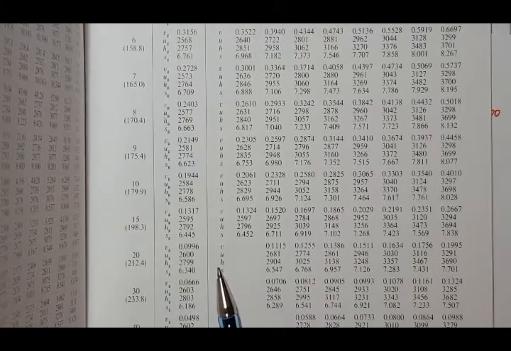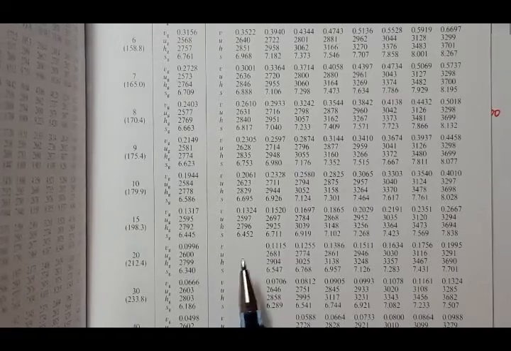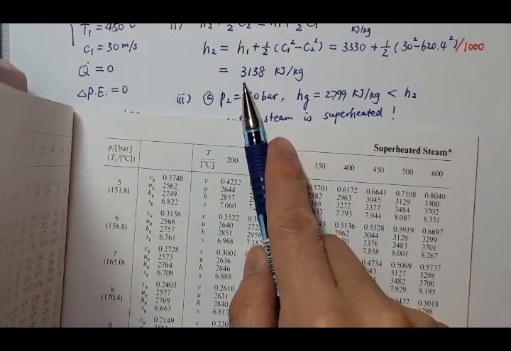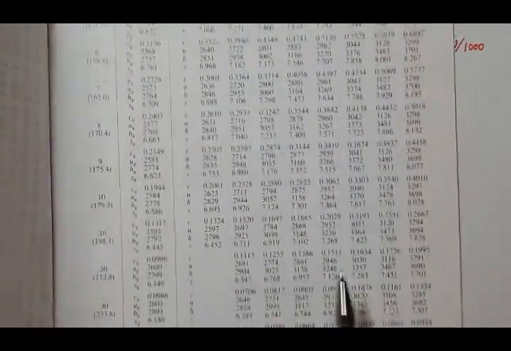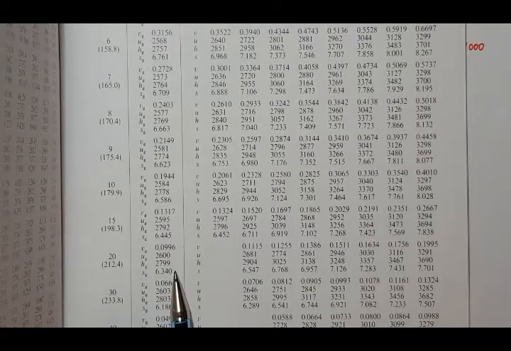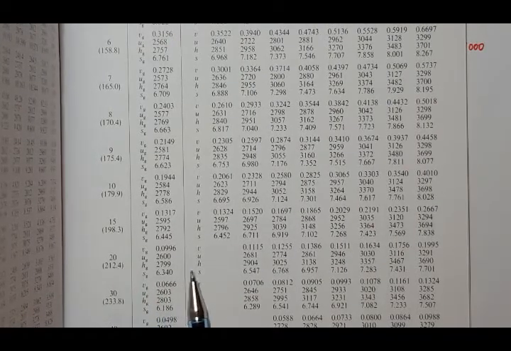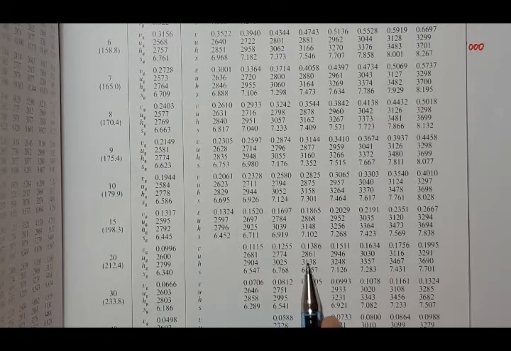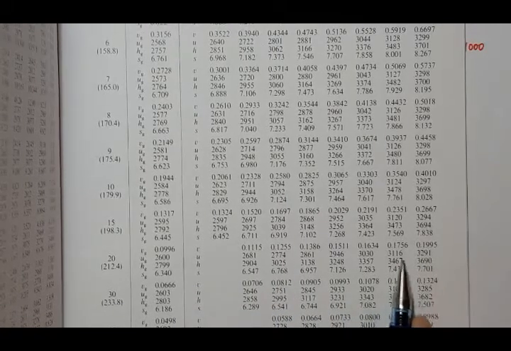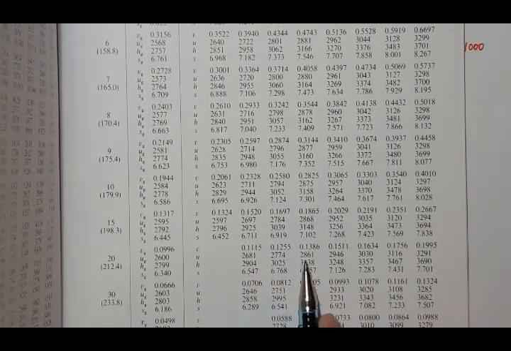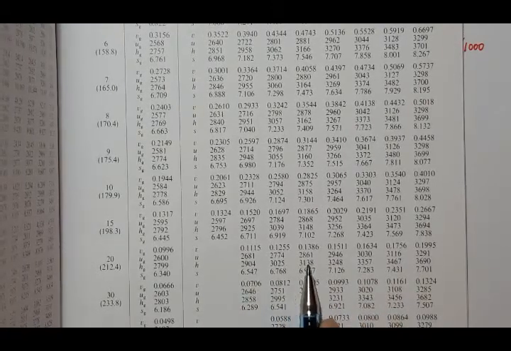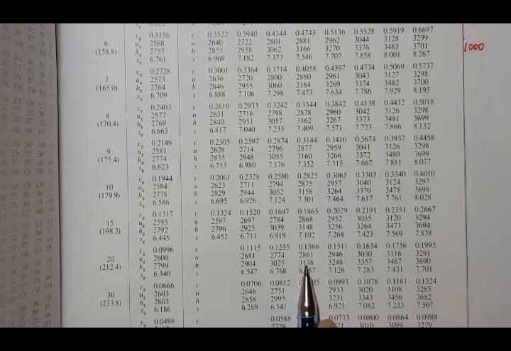So this is according to the pressure of 20 bar. You can see that we have enthalpy here. You need to make sure that the enthalpy we just calculated is 3138. If we look here at 20 bar, the third row is H, so all these are H's. And then your final one, which is exactly the same as 3138, is here.